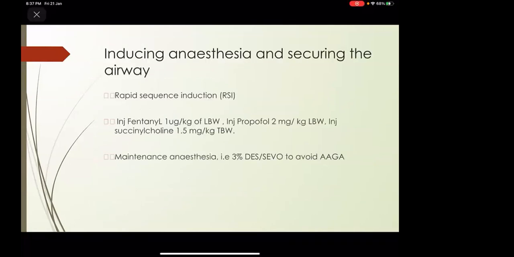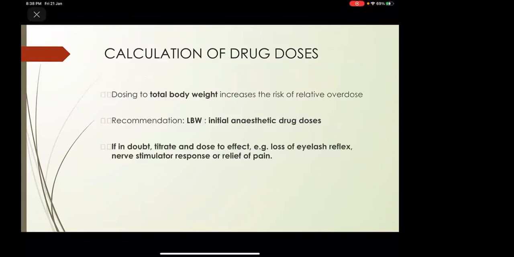Now, I'll induce with a rapid sequence induction. I'll use injection fentanyl, 1 microgram per kg of lean body weight, injection propofol, 2 mg per kg of lean body weight, injection scoline, 1.5 mg per kg of total body weight, and I'll quickly start the maintenance. I'll prefer desflurane, we have it in our setup, but if not available, I'll use TIVA to avoid any accidental awareness. Now, if we calculate the drugs based on total body weight in these patients, the risk of overdose is there, and that is why initial anesthetic doses should be calculated according to lean body weight. But whenever you are in doubt, it is best to titrate and dose to effect, that is loss of eyelash reflexes, nerve stimulator response, or relief of pain.